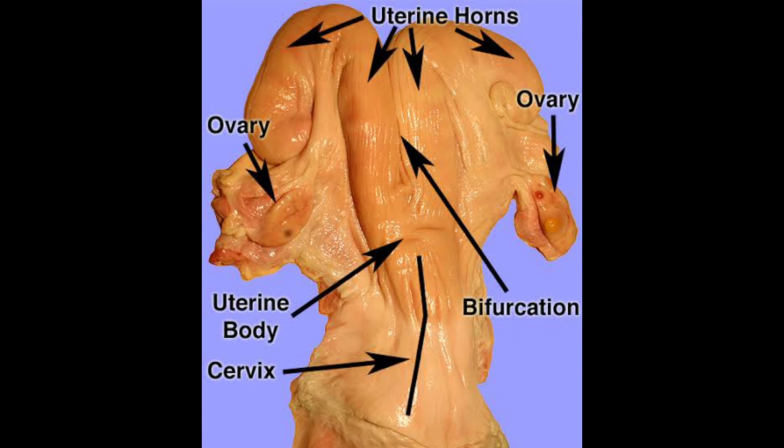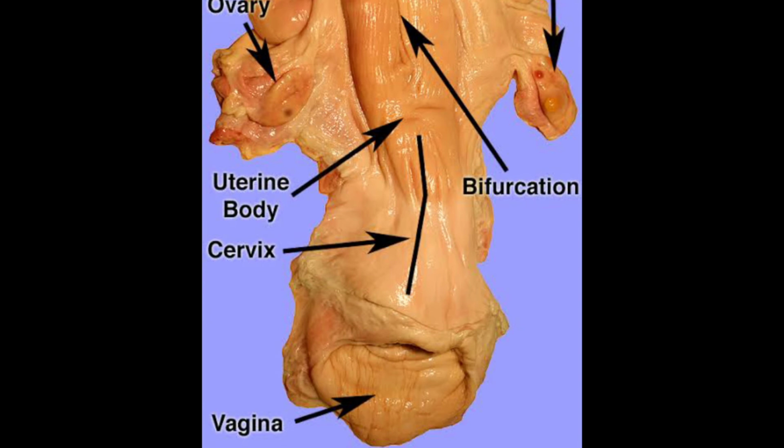If the ovum is fertilized, it begins embryological development. If not, it degenerates and disappears, and the next estrous cycle ensues.